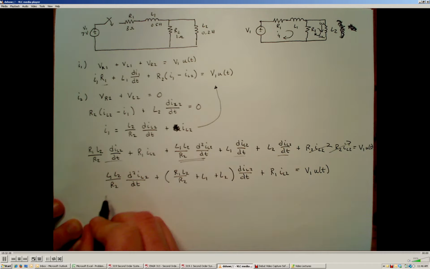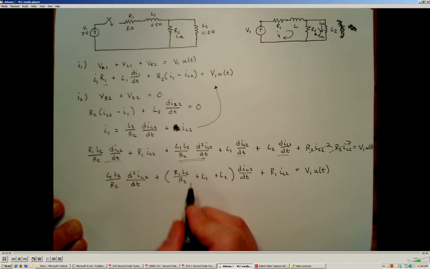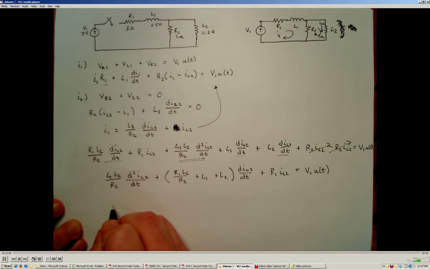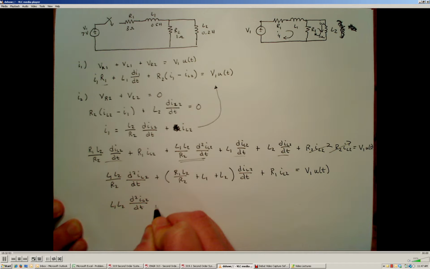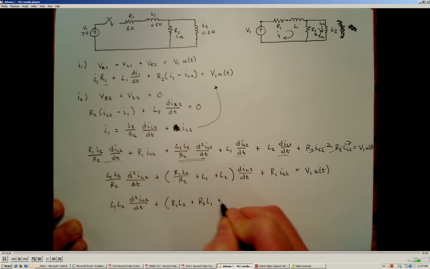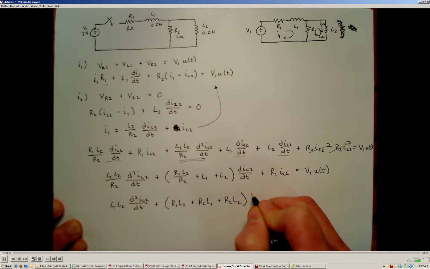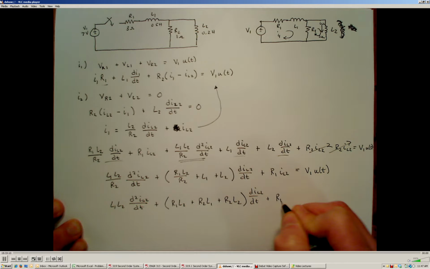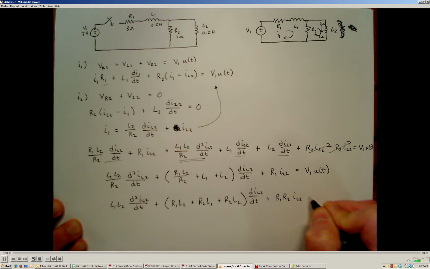Okay, to make things look a little neater here, this is not necessary, I'm going to multiply everything by R2 so that I can get rid of coefficients that have fractions in them. That will give me L1 L2 times the second derivative of current through L2 with respect to time plus, multiplying through here gives me, R1 L2 plus R2 L1 plus R2 L2 times the first derivative of current through inductor 2 with respect to time plus R1 R2 times the current through the inductor, equal to R2 times the input voltage times the unit step function.